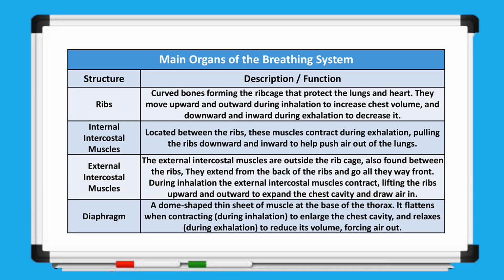During inhalation, the ribs move upward and outward, which increases the space inside the chest and allows the lungs to expand as air flows in. Then, during exhalation, they move downward and inward, decreasing the chest volume and helping push air out of the lungs. Moving on to the internal intercostal muscles. Next are the internal intercostal muscles.